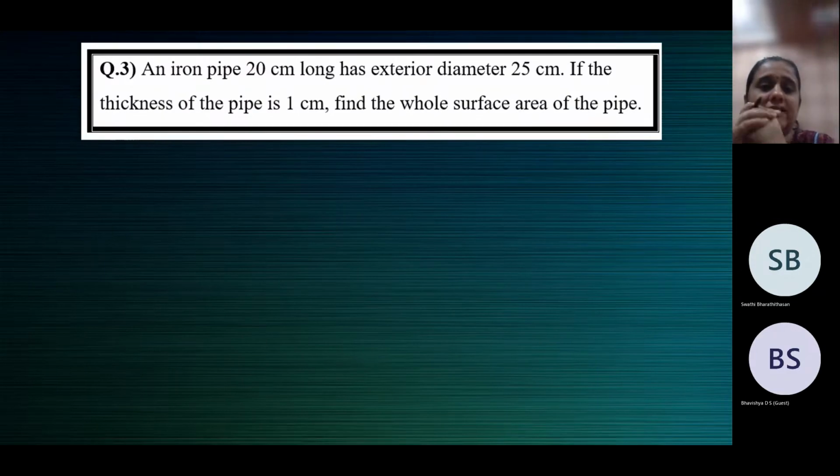An iron pipe 20 centimeters long has exterior diameter 25 centimeters. If the thickness of the pipe is 1 centimeter, find the whole surface area of the pipe, not volume, whole surface area. You remember one sum we did: inner CSA, outer CSA, area of two rings. We found everything in terms of pi. We did not use the value of pi. Then we added all these three results, and once for all, we substituted the value of pi. Please refer to that sum and work it.